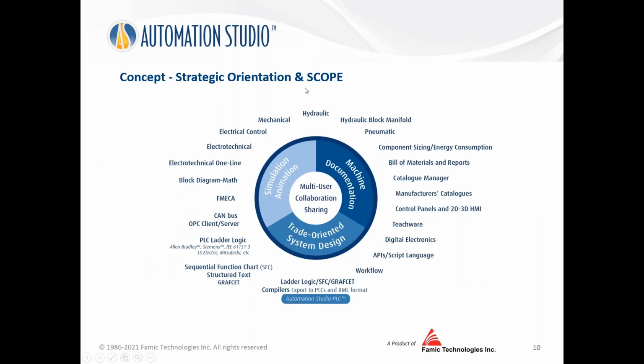Since the beginning, we developed Automation Studio at Famic to really cover all the different technologies that you will find in your mobile and industrial systems. So hydraulic, mechanical, electrotechnical or electrical, and all the control also is there. We have open bridges to do co-simulation with other software and so on. And of course, we also have features to document and make sure that you complete your project that you made out of Automation Studio.